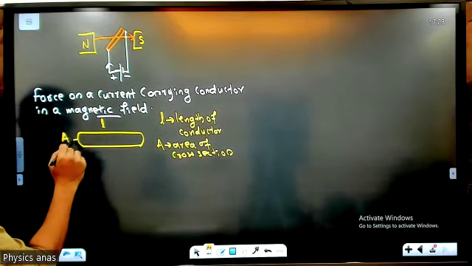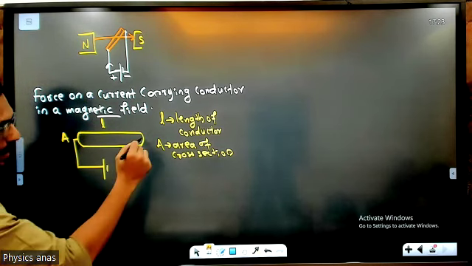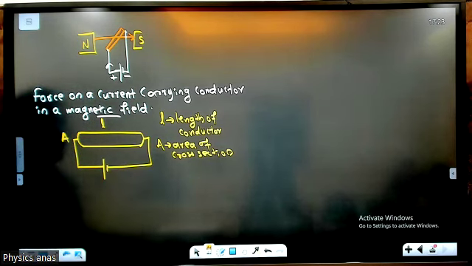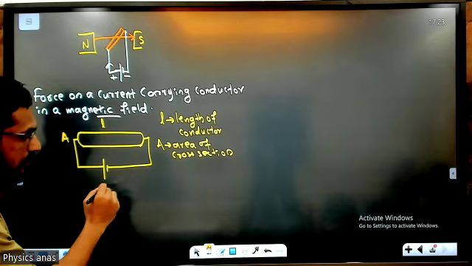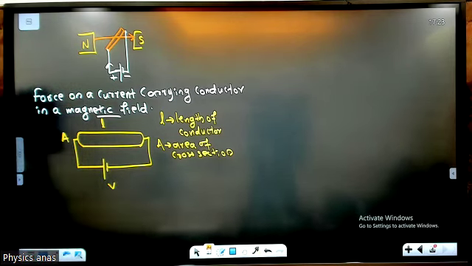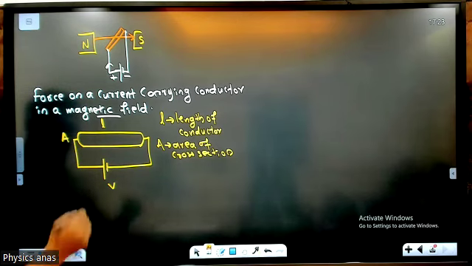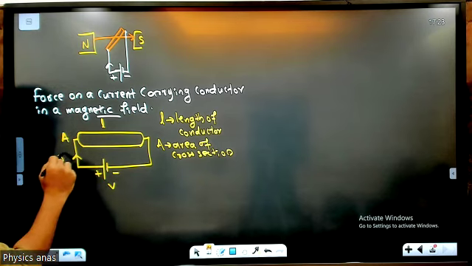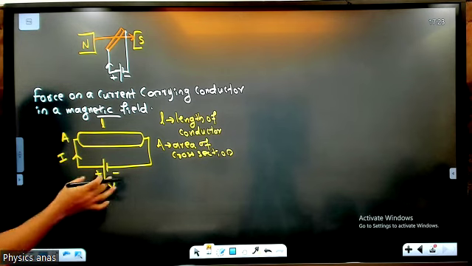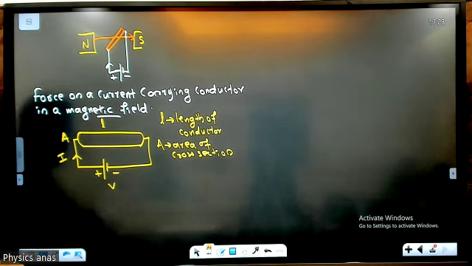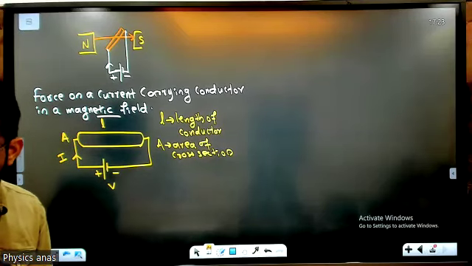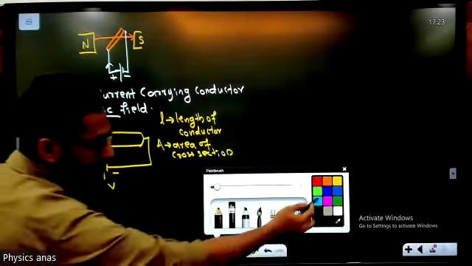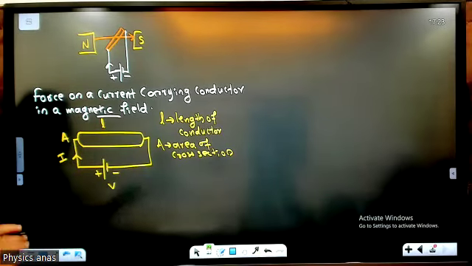Now, I am connecting this conductor to a battery of voltage V, or EMF E. This is the positive terminal, this is the negative terminal. There will be current flowing through this conductor. Now there is an electric field from positive to negative. Electrons will be moving in the opposite direction of the electric field.